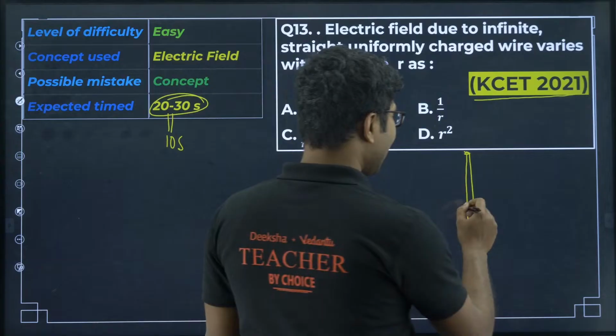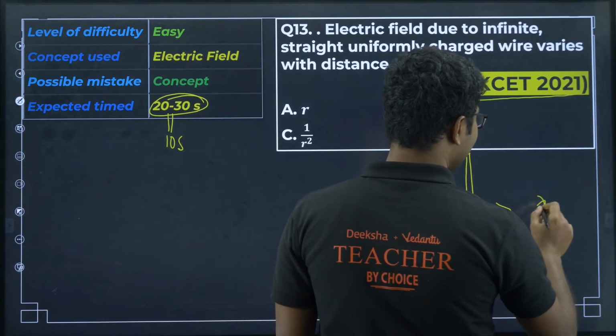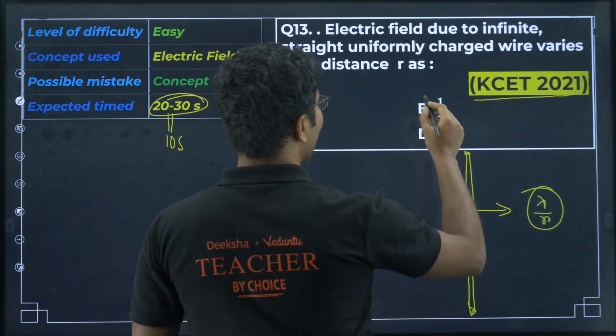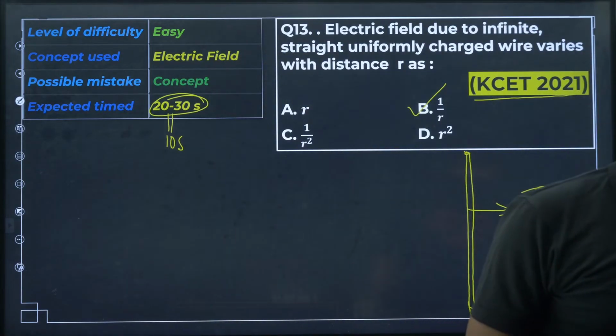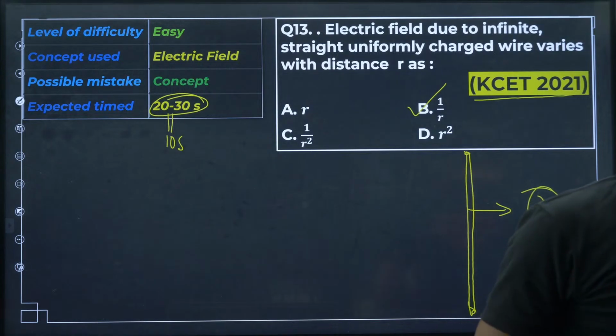So what is the formula? It depends on lambda by r. There is a constant here, but it depends on lambda by r, so it is basically proportional to 1 by r. Let's see how many of you have answered. Yes, short. Yes, short. Shabia, Srigauri.